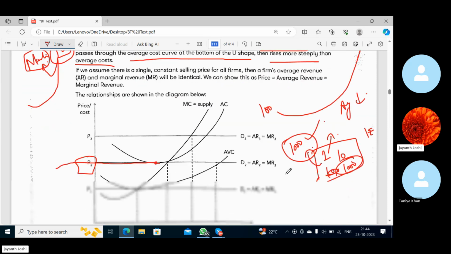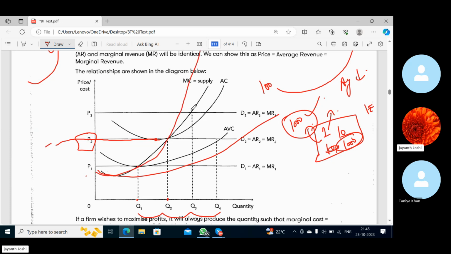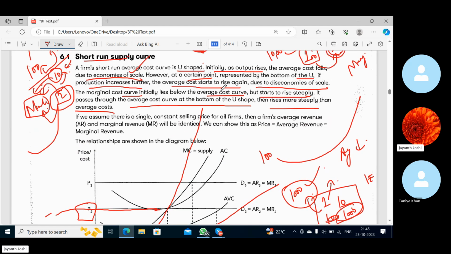Why more steeply? See, for quantity 1, the cost was somewhat less, but when you increase the quantity, the cost is increasing very highly. It's not somewhat flatter, it's like this, increasing like anything. The average cost curve first decreases then increases, so the marginal cost curve is steeper.